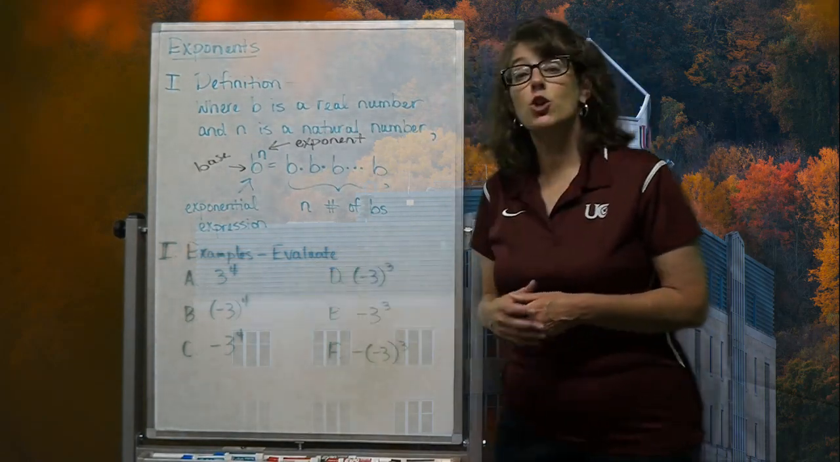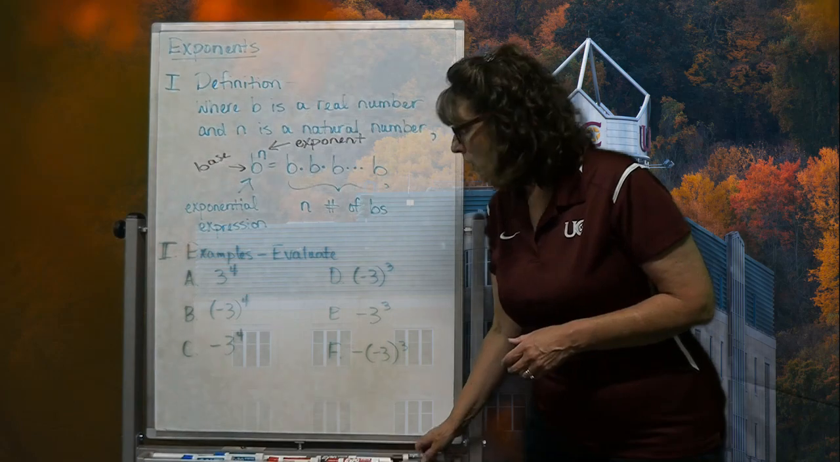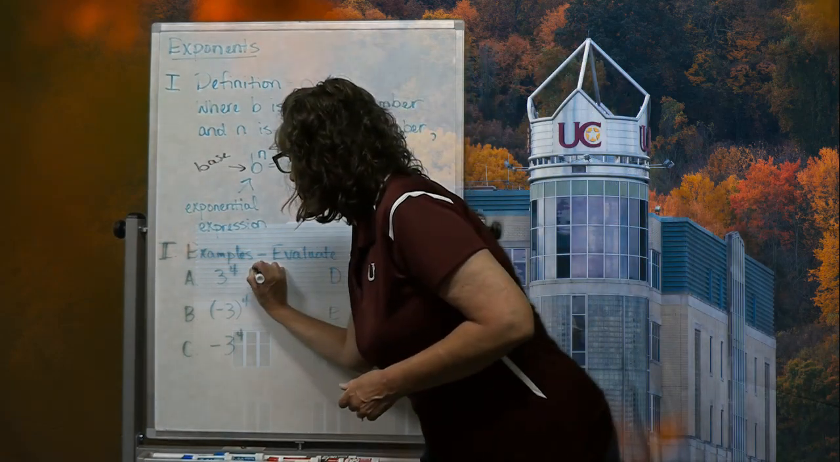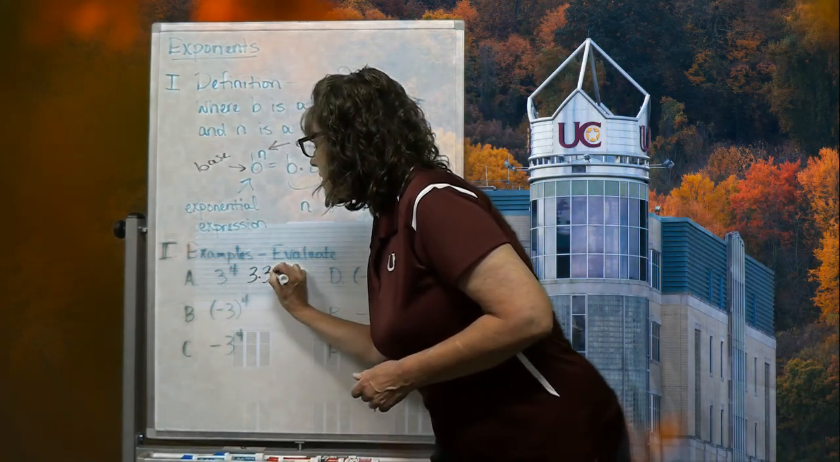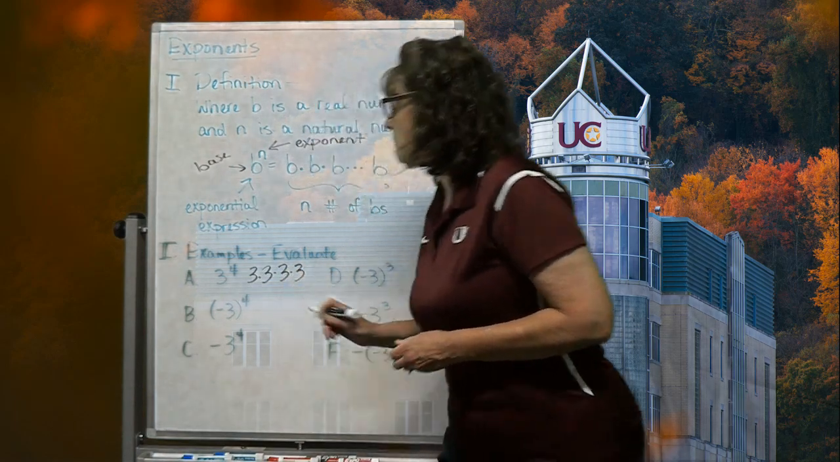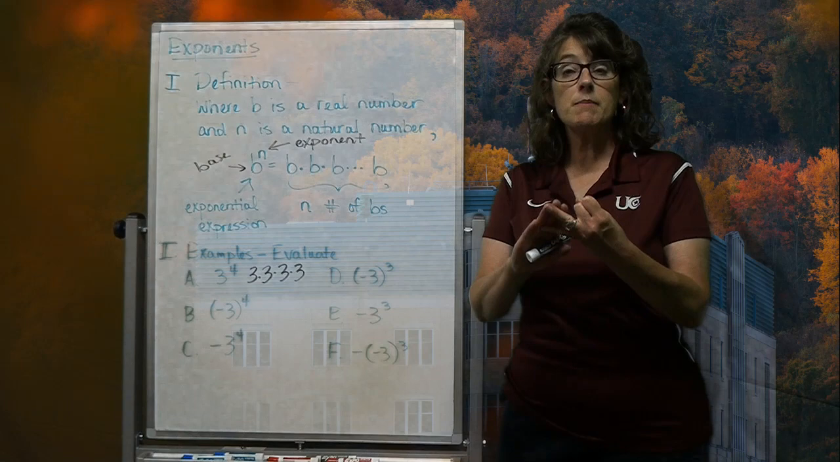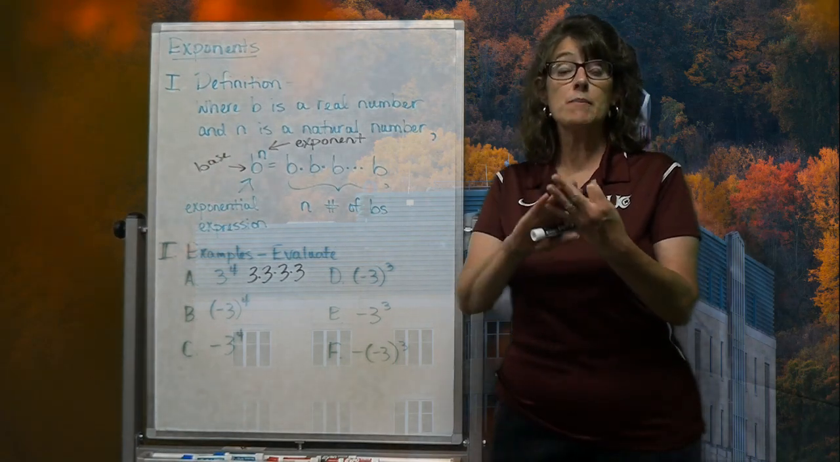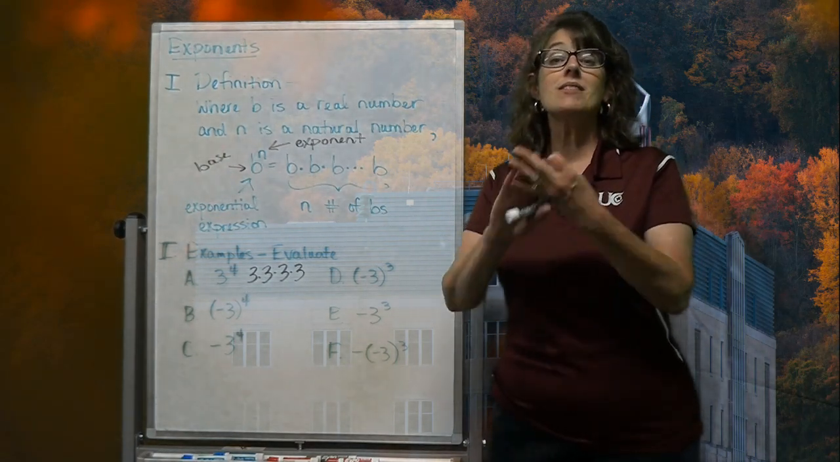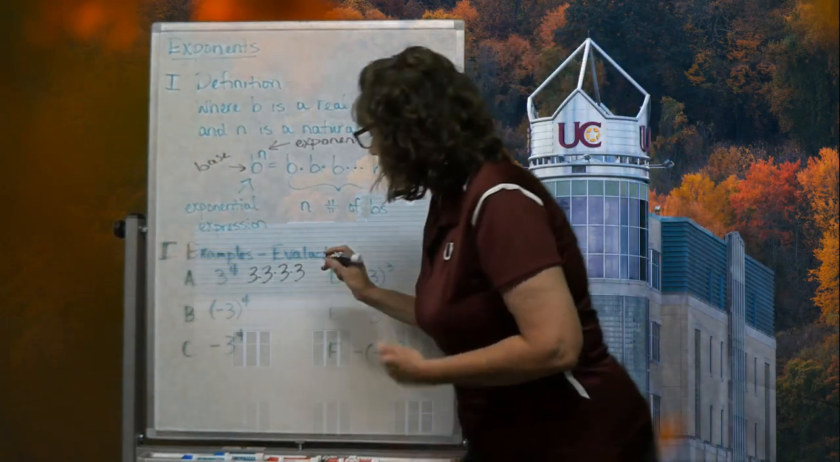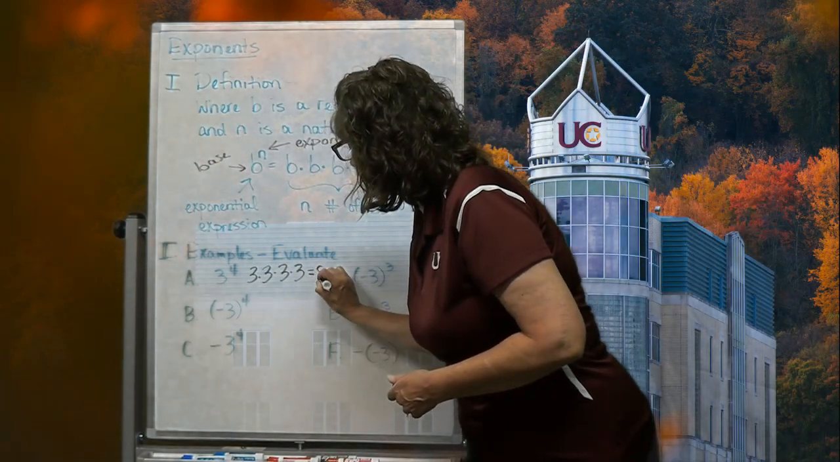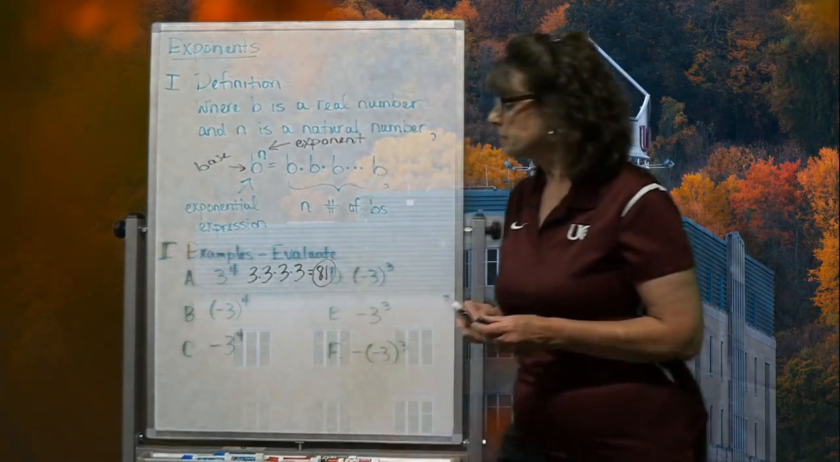If I have 3 to the 4th power, then what that indicates is 3 times 3 times 3 times 3. 4 3's being multiplied together. Well, 3 times 3 is 9. 9 times 3 is 27. 27 times 3 is 81. So 3 to the 4th power is going to be an 81.